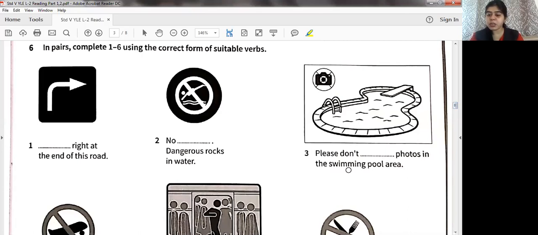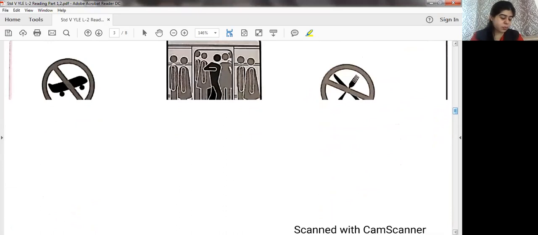Please don't dash photos in the swimming pool area. So please don't take photos. Okay. This is no skateboarding in the park except at the weekends. Only at the weekends you can skateboard. Otherwise, no. This image, please look into your textbook, students. Dash passengers leave the train before you board. So let passengers leave before you board the train. And last one, no eating in this area.